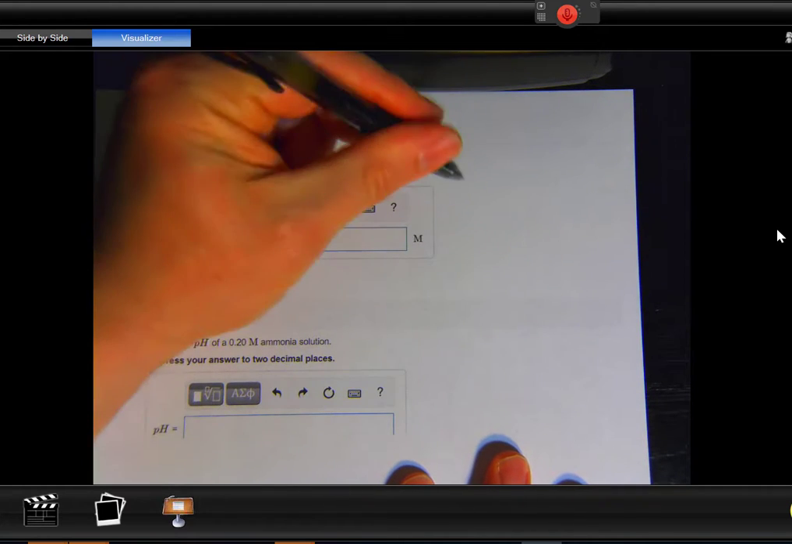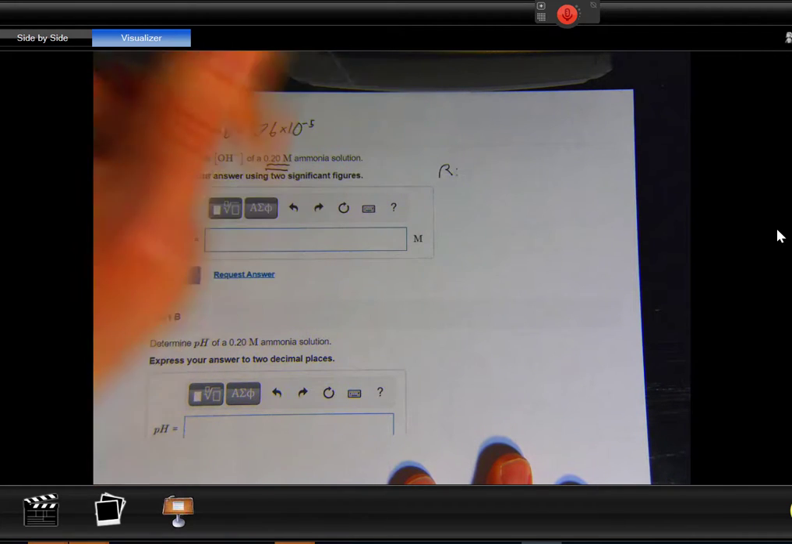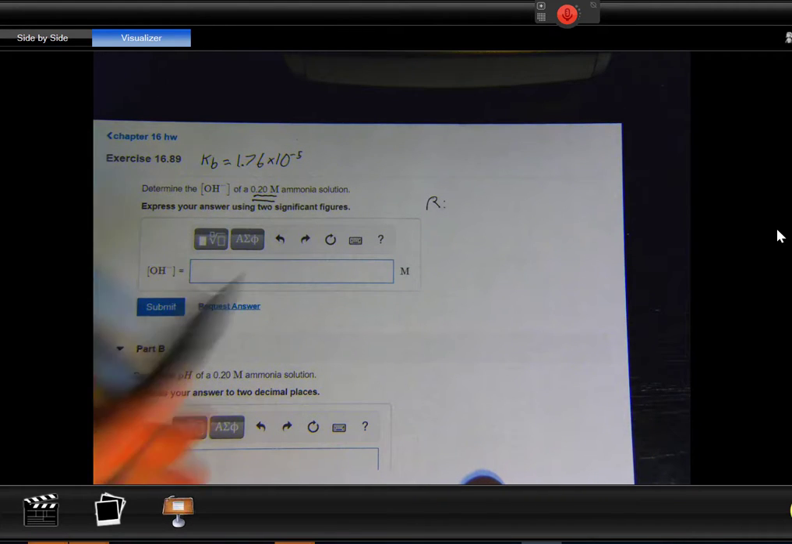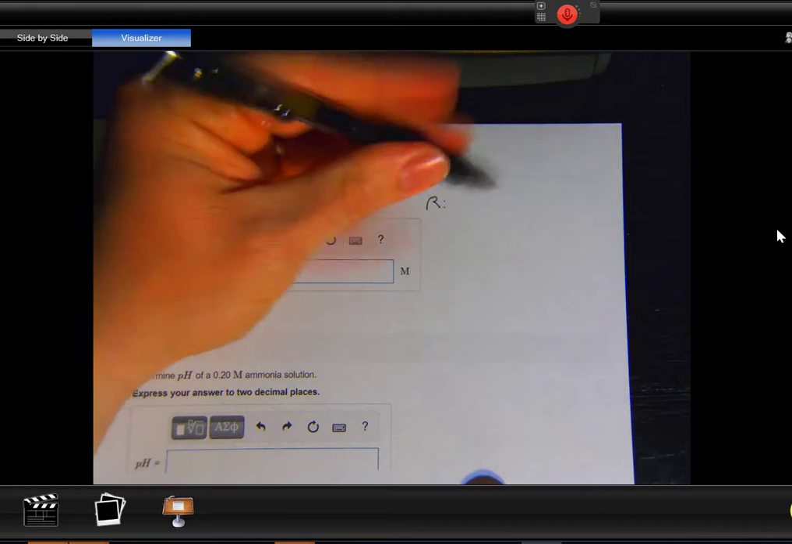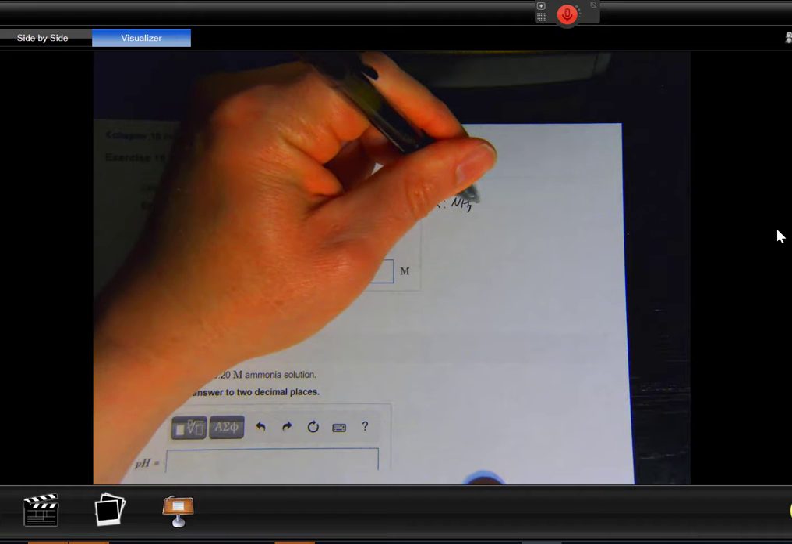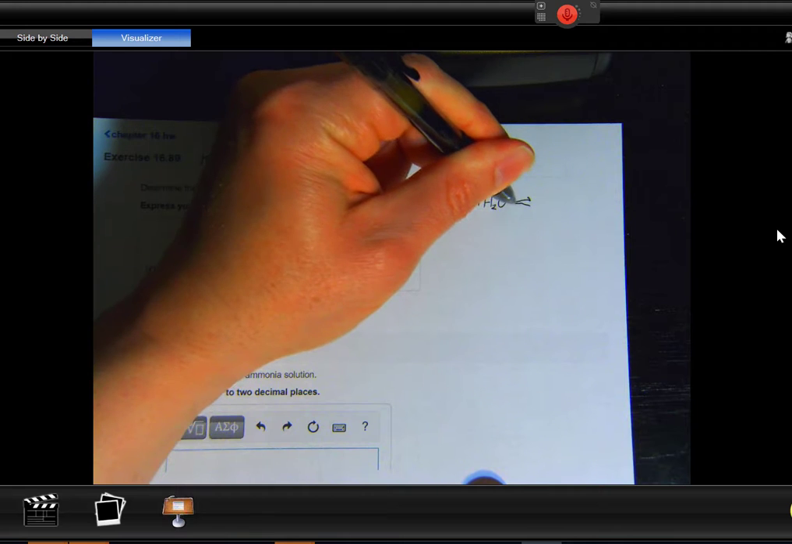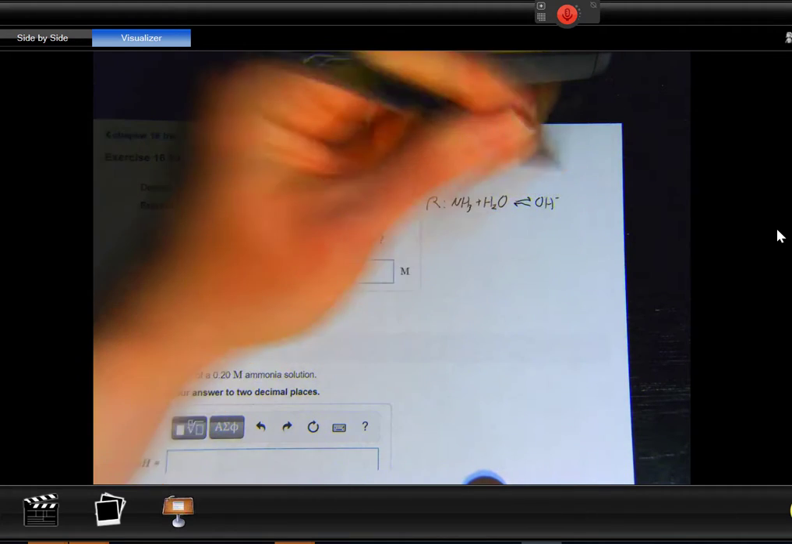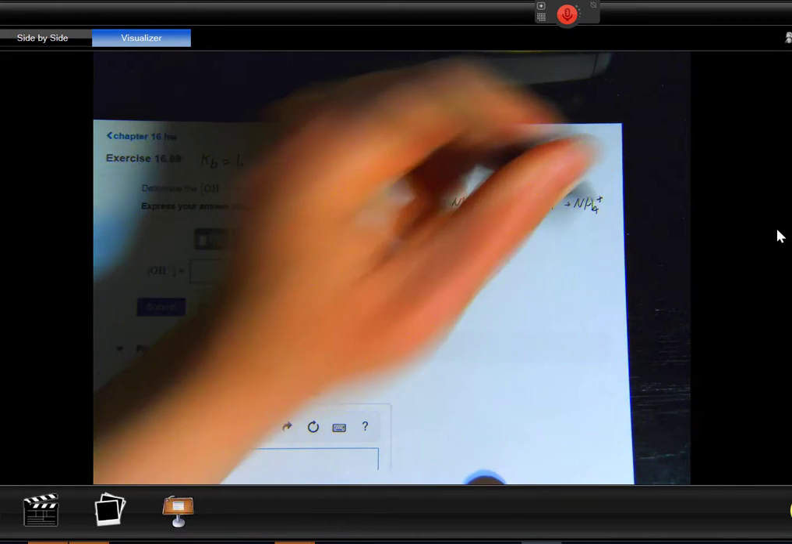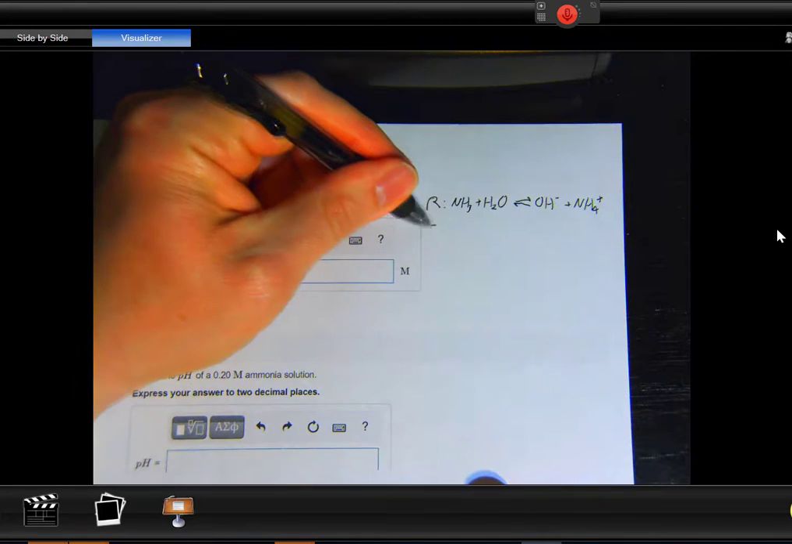We need to start with our RICE table, so let's go ahead and do that. For the reaction, we're not given a reaction, we have to know what that reaction is. We do know we have a base, so we have NH3, and we're going to have the standard reaction of a base with water to form hydroxide ions. So we have hydroxide, and then we have NH4+. Okay, so that's the first step.